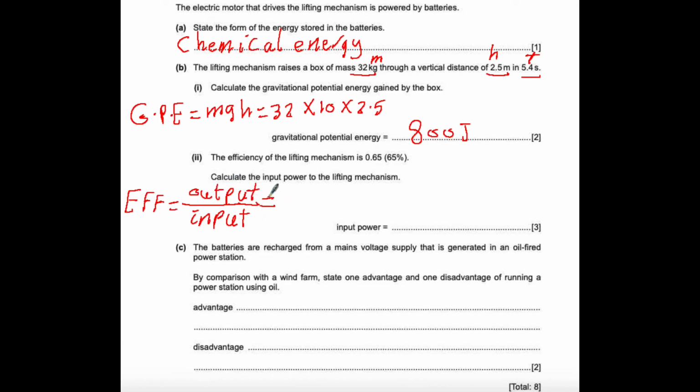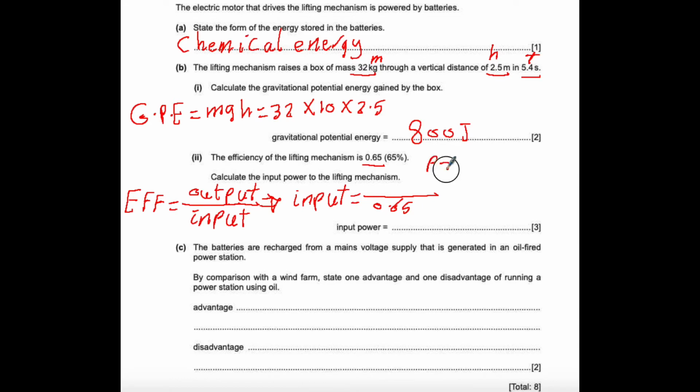So the input equal the output divided by efficiency. Efficiency, which is what? 0.65. And here we have to put what? The output. How can I get the output?